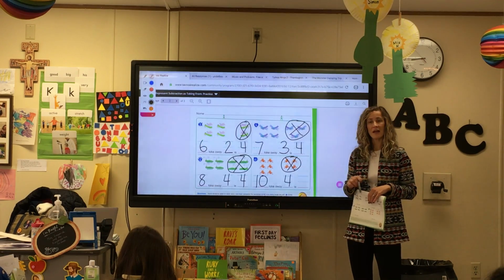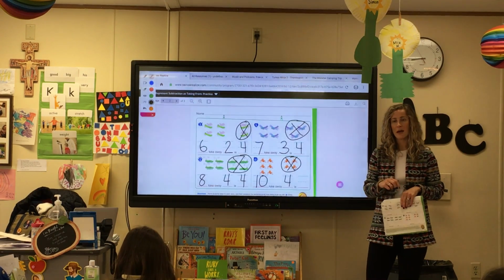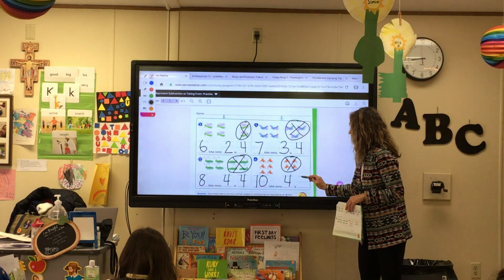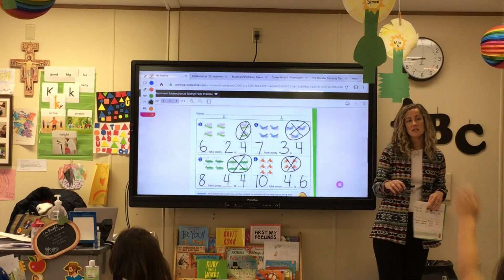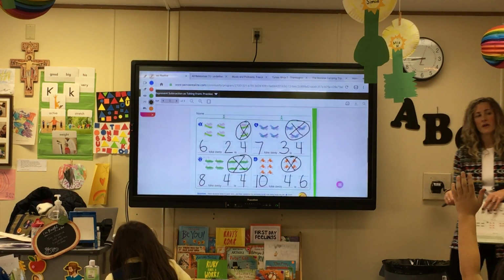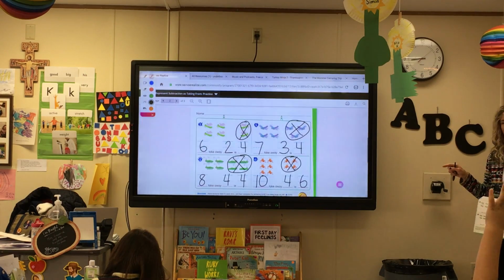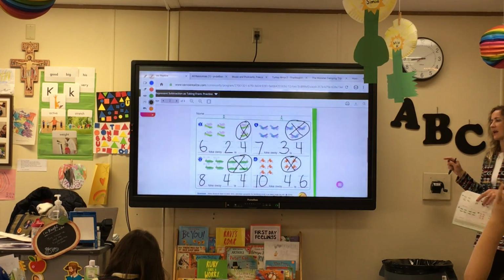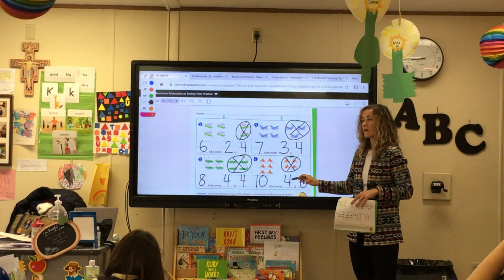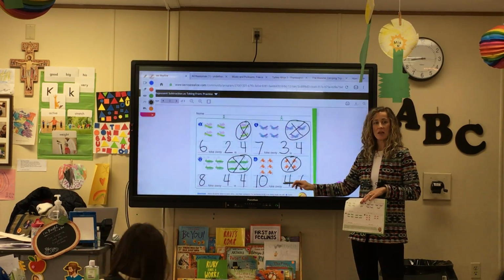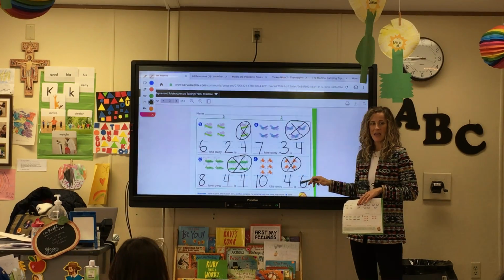Count them again. How many are left? How many are not crossed off? How many are left? 6. Very good. All right, so who can read that sentence for me? Olivia, go ahead and read. 10 taking away 4 is 6. Very good. All right, Simon, go ahead and read it. 10 taking away 4 is 6. You got it. Everyone together? 10 take away 4 is 6.